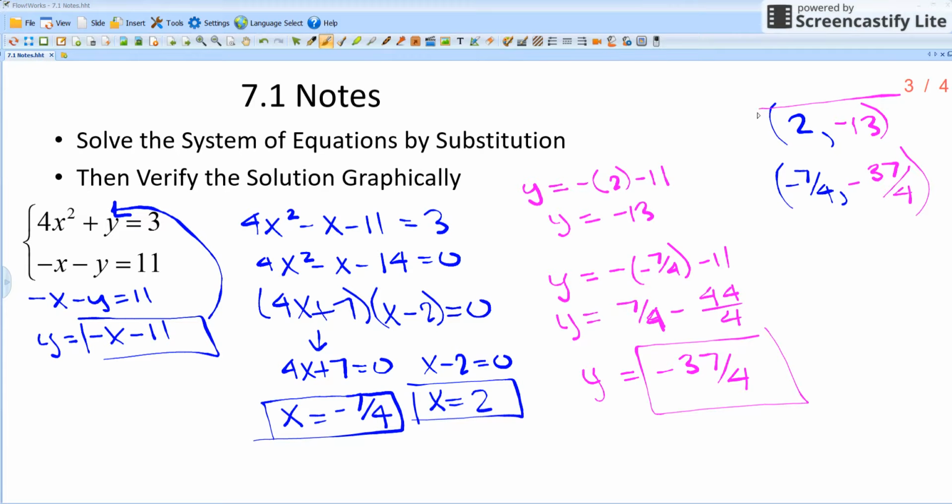So two solutions to this system of equations: 2 comma negative 13, and negative 7/4 comma negative 37/4.